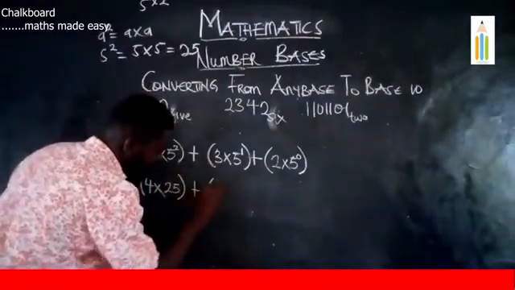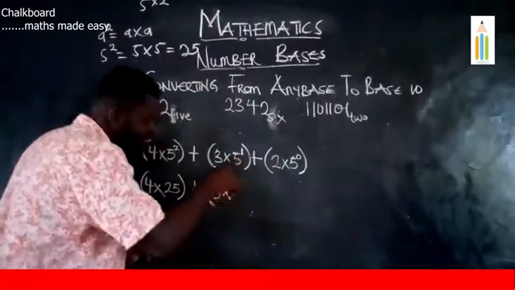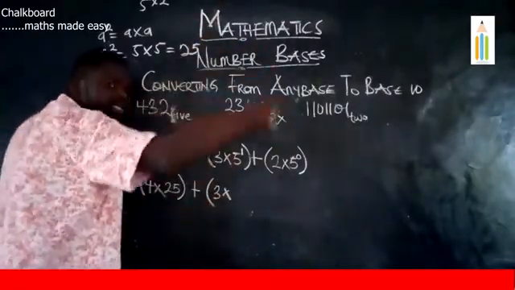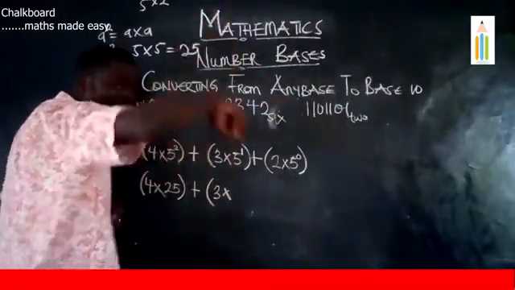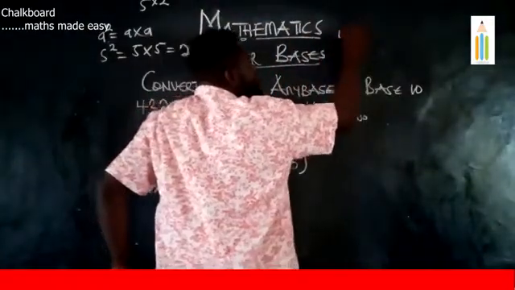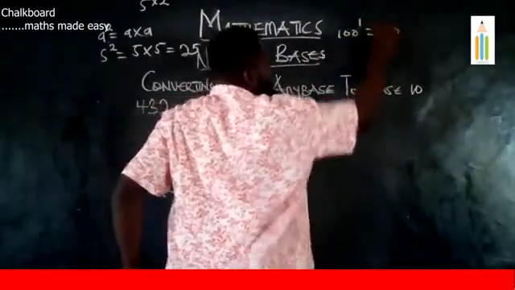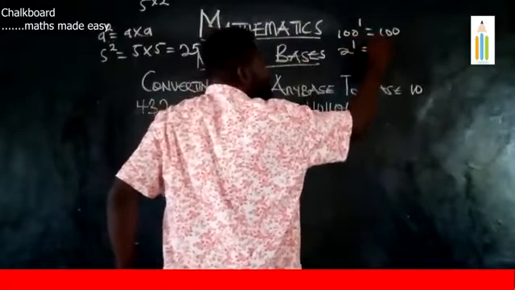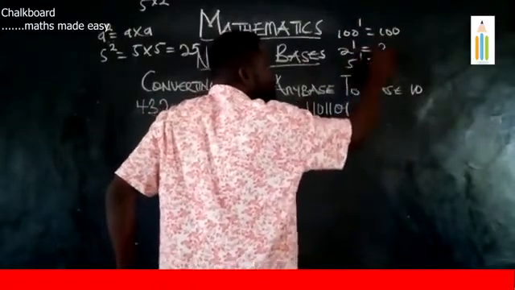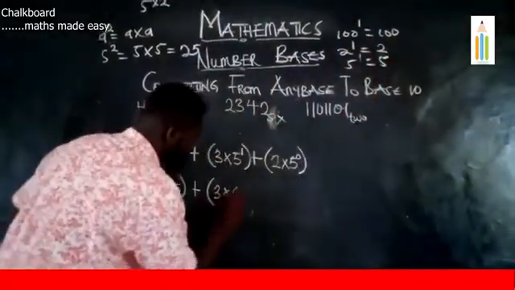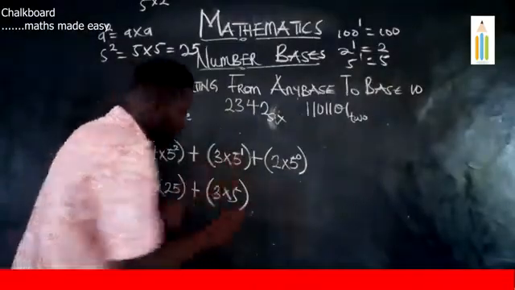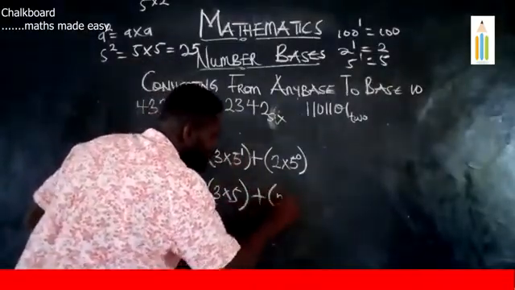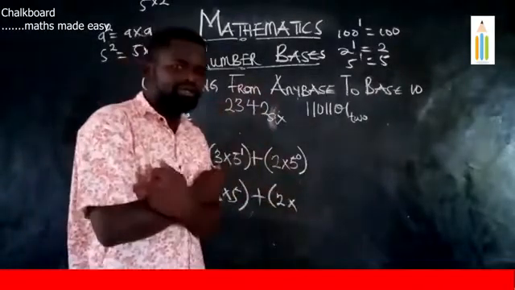Then my addition sign will come. I bring my 3 down here. Then I multiply it by 5 raised to the power 1. Any number raised to the power 1 is the number. So 100 raised to the power 1 is 100. 2 raised to the power 1 is 2. So 5 raised to the power 1 will also give us 5. Plus, I bring my 2 times 5 raised to the power 0.